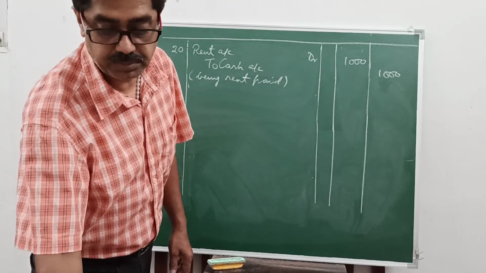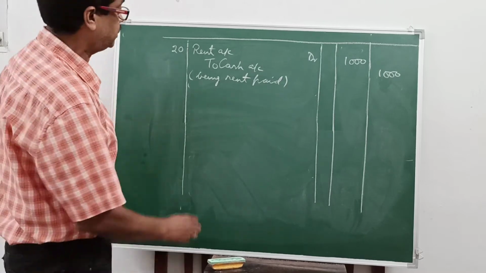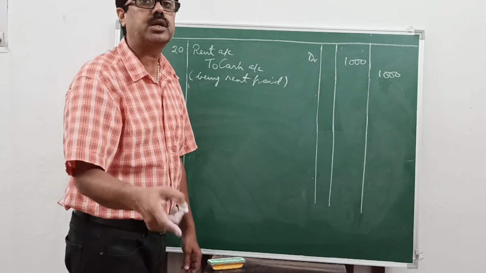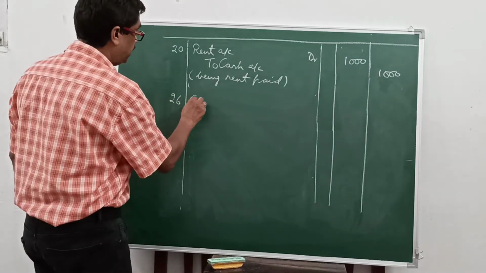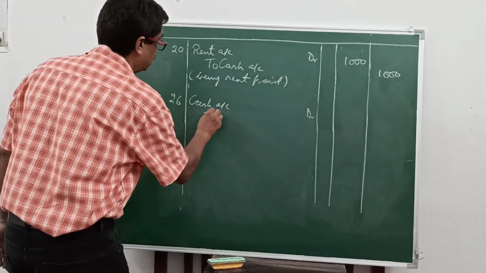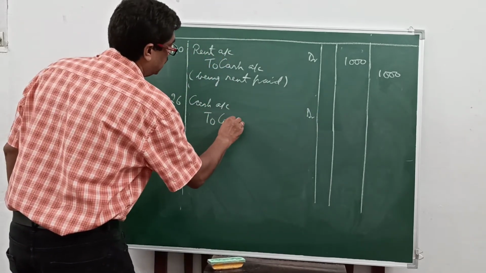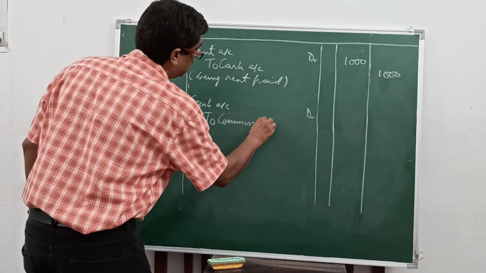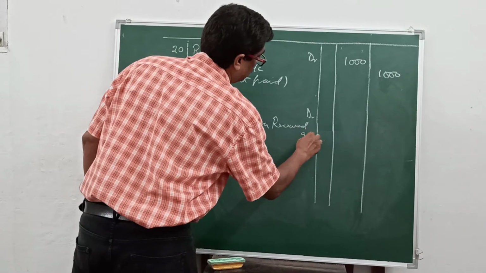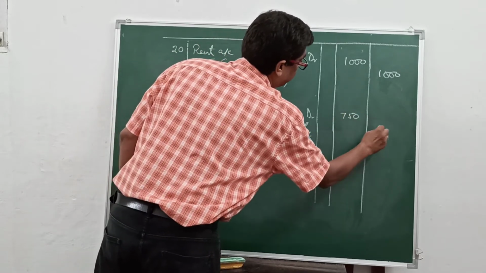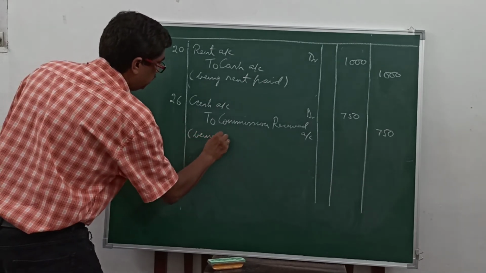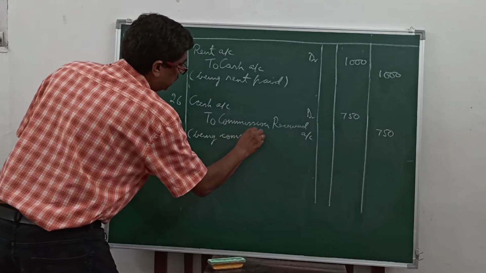Next we have received commission. The date being 26th. Leave a line. Write there 26th. Now you're receiving commission. It is in the form of cash. Cash is coming in. Debit what comes in, real account, cash account. Now commission is an income. Credit all incomes and gains. So to commission received account. Amount being 750. Narration will be being commission received.